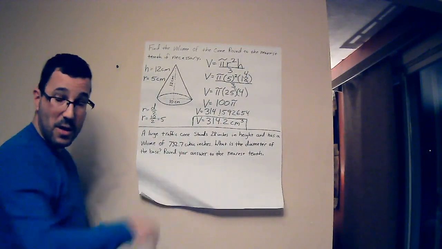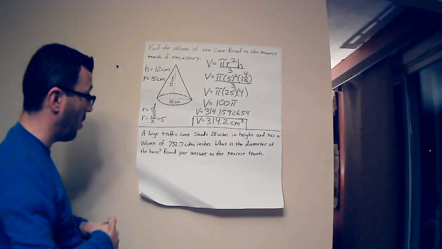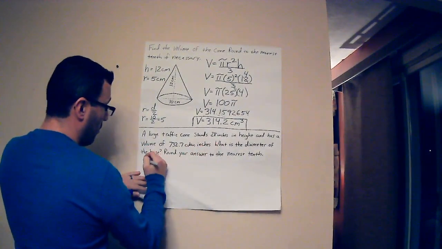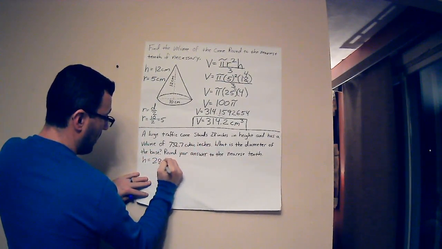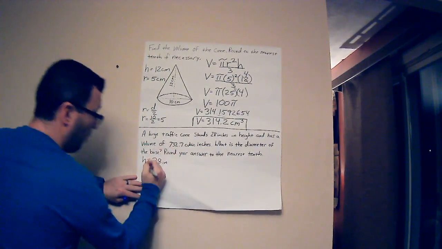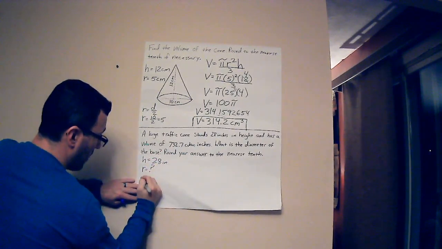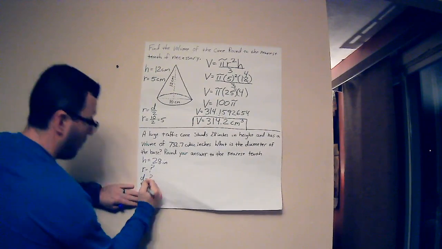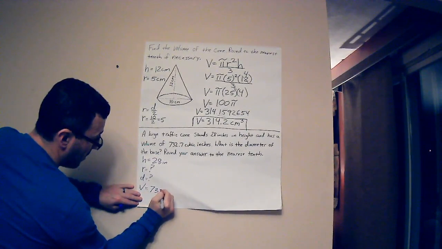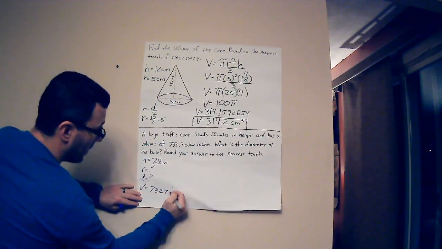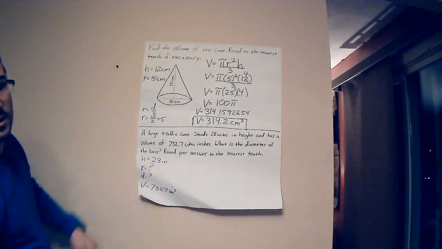Again, we're going to round our answer to the nearest tenth. So what we're going to do is first start off, what do we have? We have the height is 28 inches. We don't have the radius, and more importantly, we don't actually have the diameter. What we do have is the volume, which is 732.7 inches cubed.